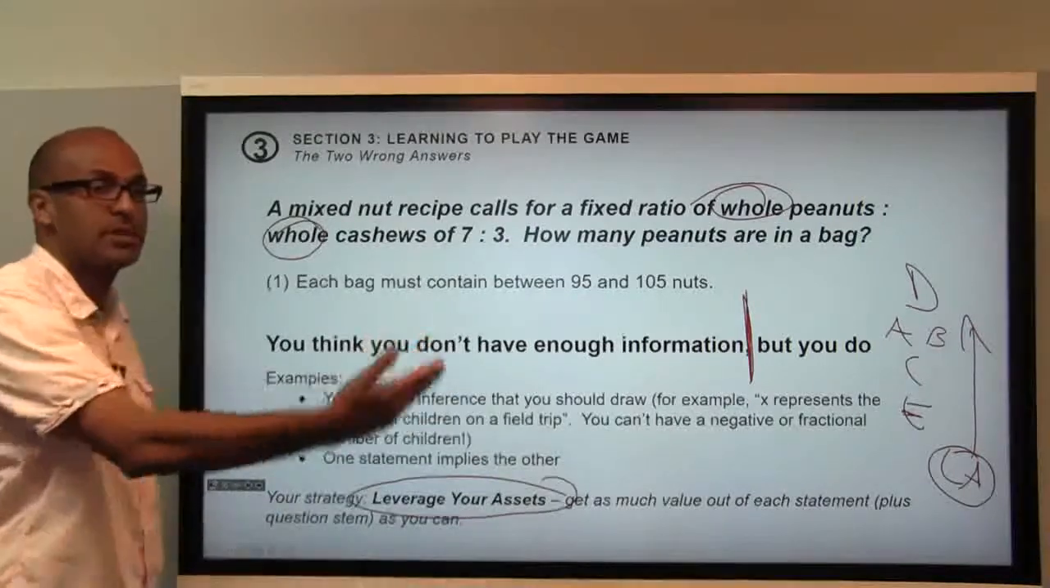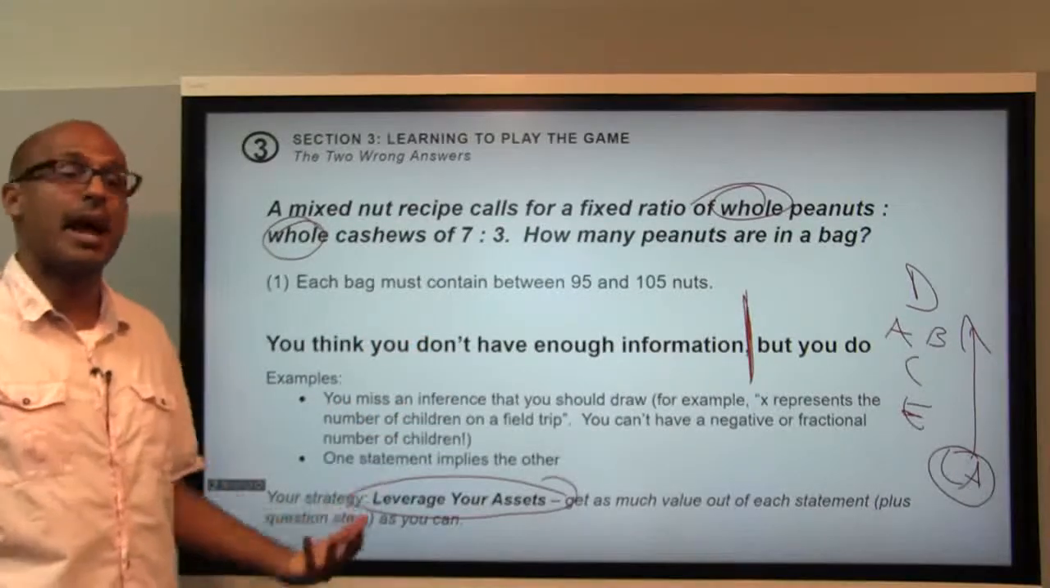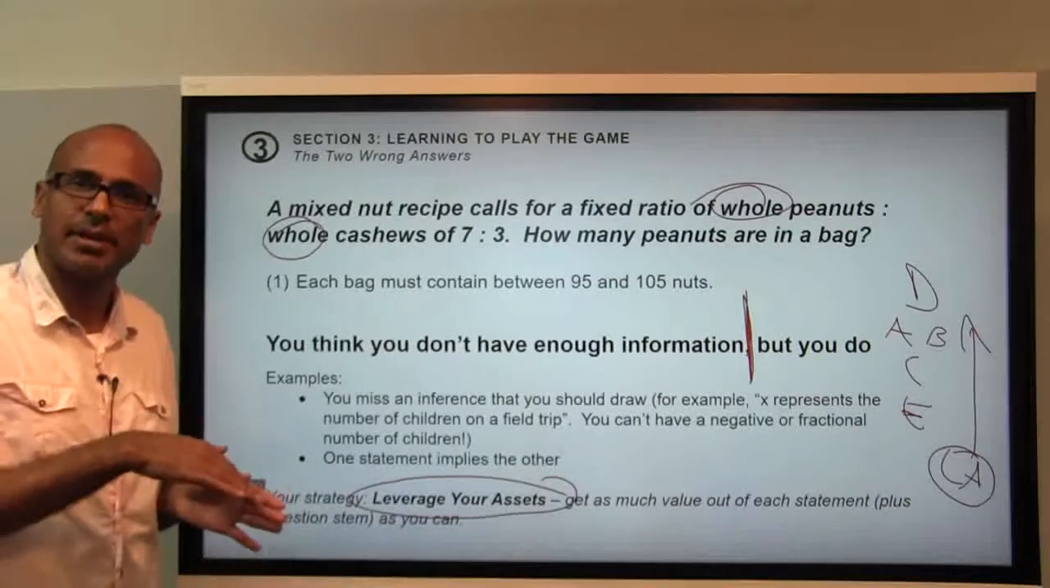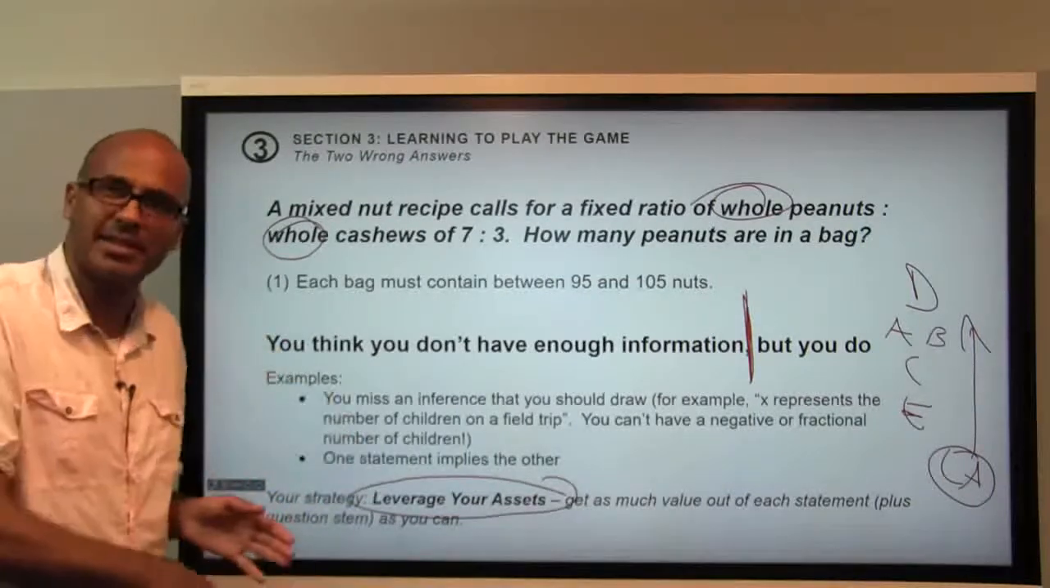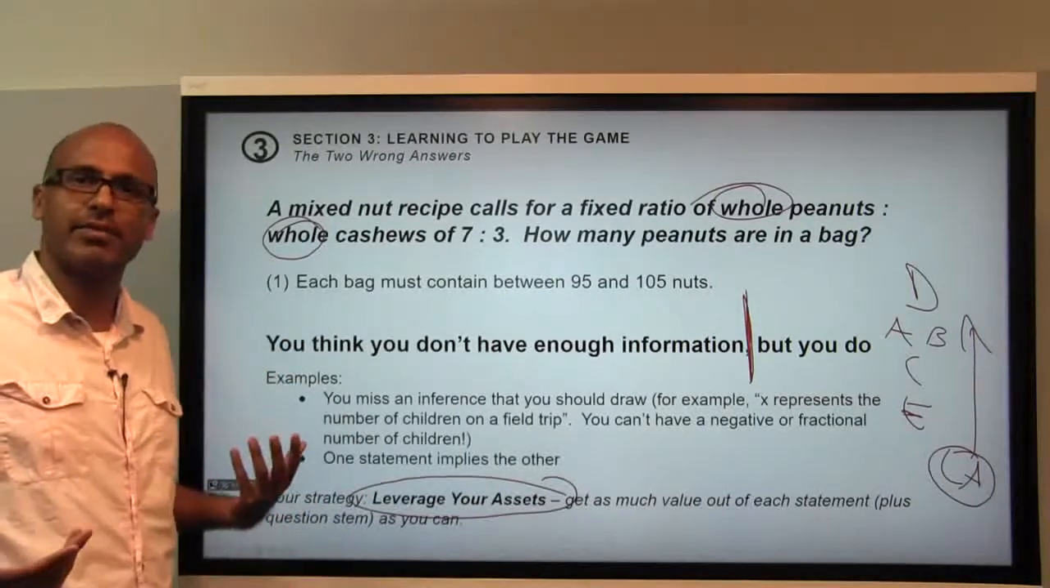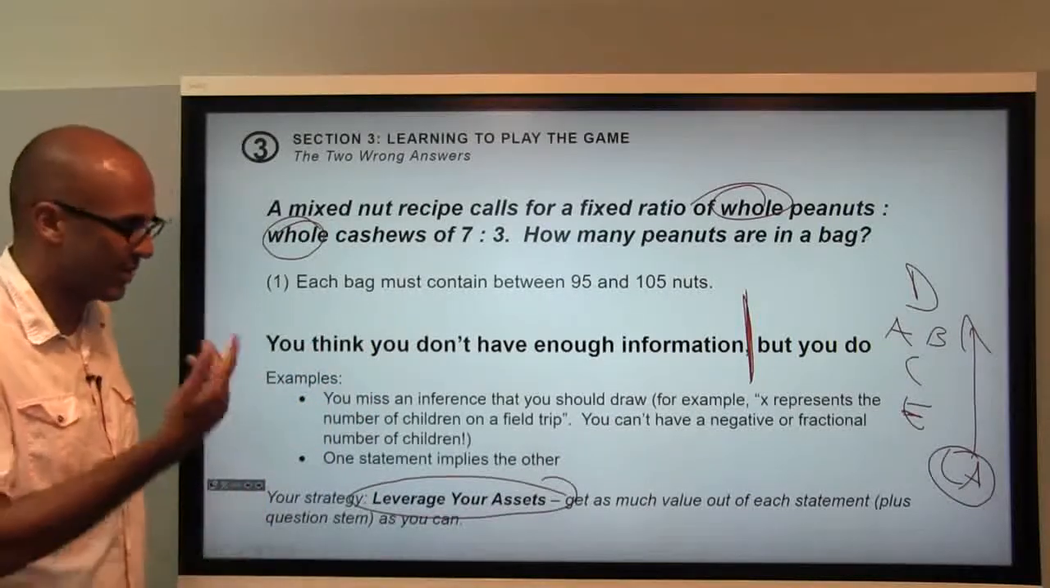Sometimes it happens because you missed an inference. Sometimes it happens because a statement actually implies the other one. So you want to say, oh, I don't got enough info, I need the other guy, but you don't. It's already there.